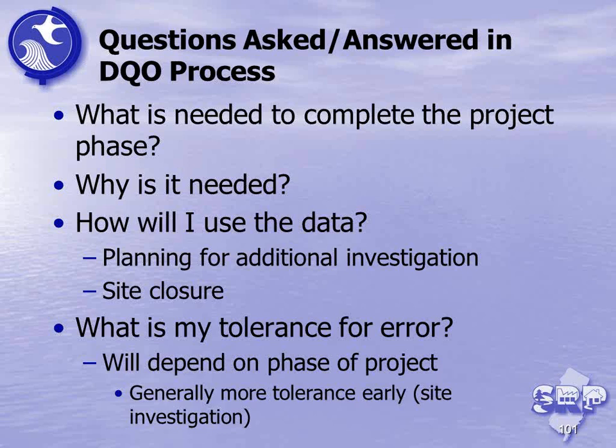Do I already have this data? What is needed to complete the project phase? How much data should I collect? How will I use the data? Am I planning for additional investigation? So maybe if my quality control criteria are out a little bit, I'm going to go out and do more investigation. Does it really matter? Site closure. Am I at the phase where I'm doing post-ex sampling? I want to write my RAO? It's going to be very different.